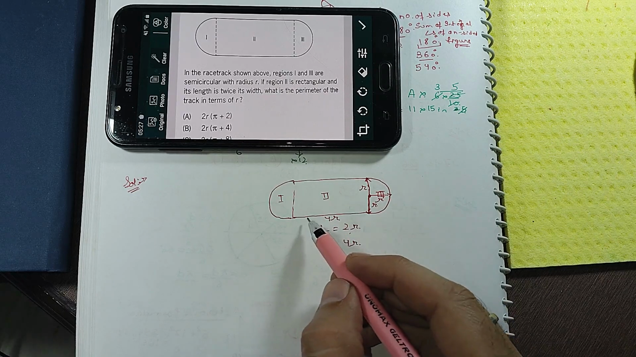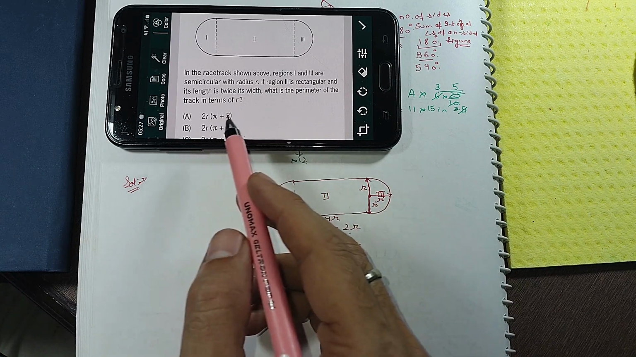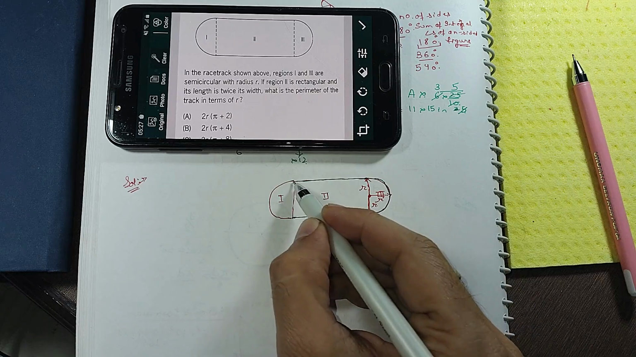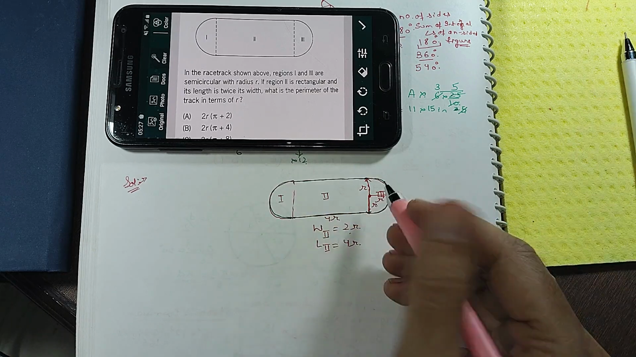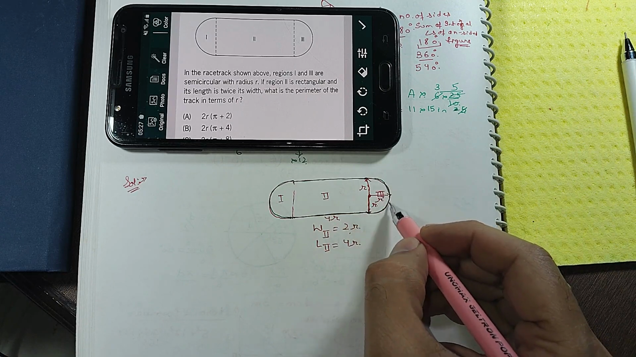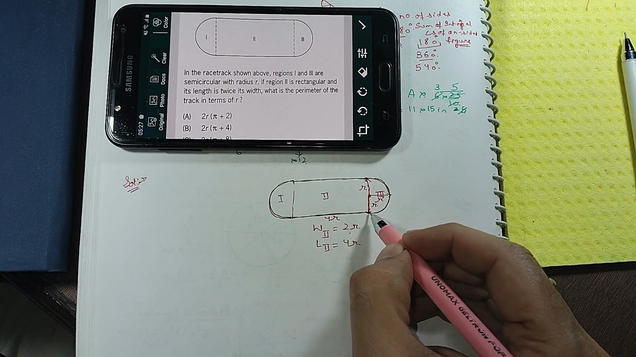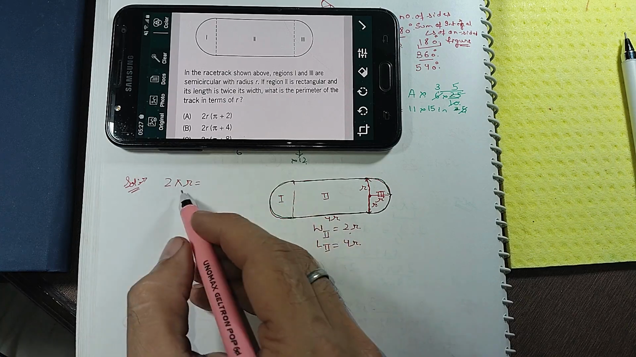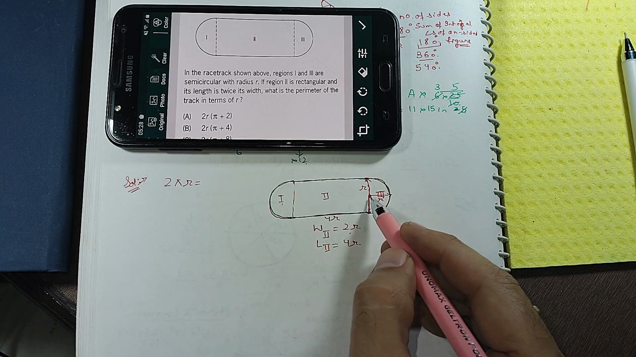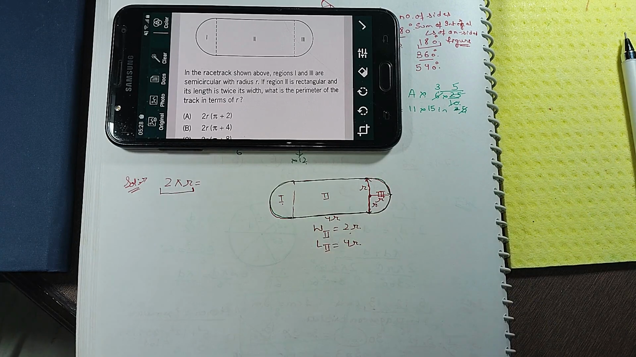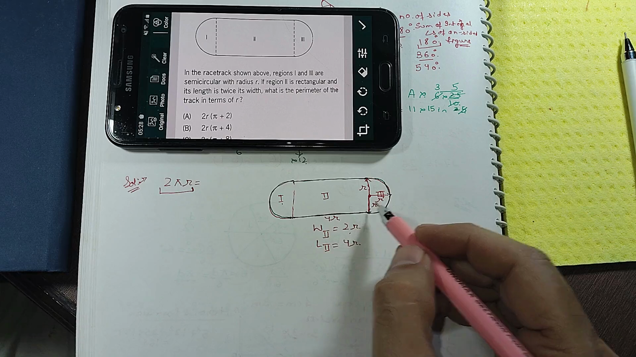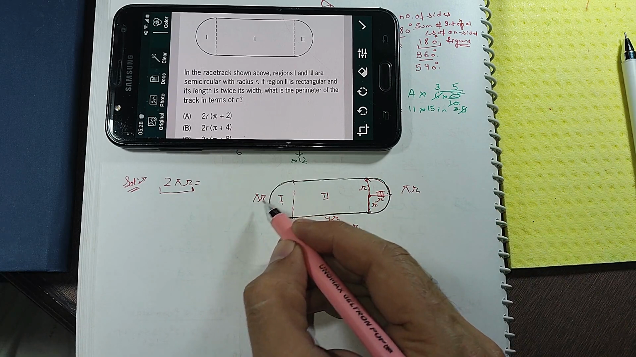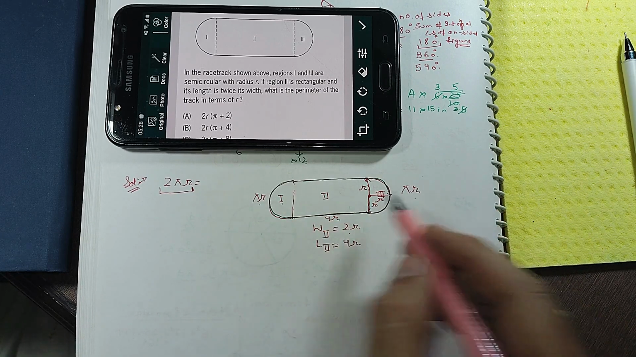Fine. Now to find the perimeter of the track in terms of r. So perimeter is this plus this and this side and this semicircular portion. Now, the perimeter, or we call circumference in case of circular regions, this is a semicircle, and we know that the circumference of a circle is 2 pi r. So these are two semicircles with the same radius. So this semicircle region will have circumference or perimeter equal to pi r. This will also have circumference equal to pi r. Pi r plus pi r will be 2 pi r.